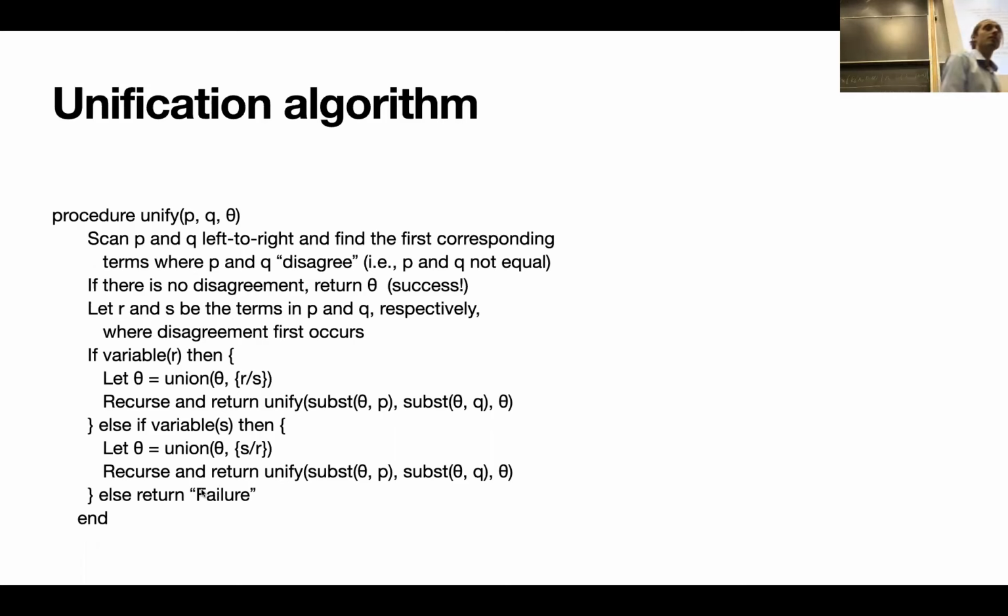If none of them are variables, but they still don't agree, we return failure. Why do we return failure? Can somebody tell me why? When could it be that R and S are not agreeing, but they're not variables either? Give me an example. When would that be? They're not variables, for example. There's something else.